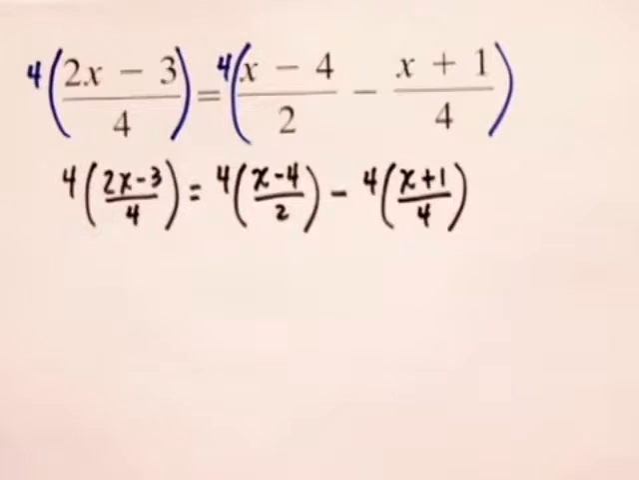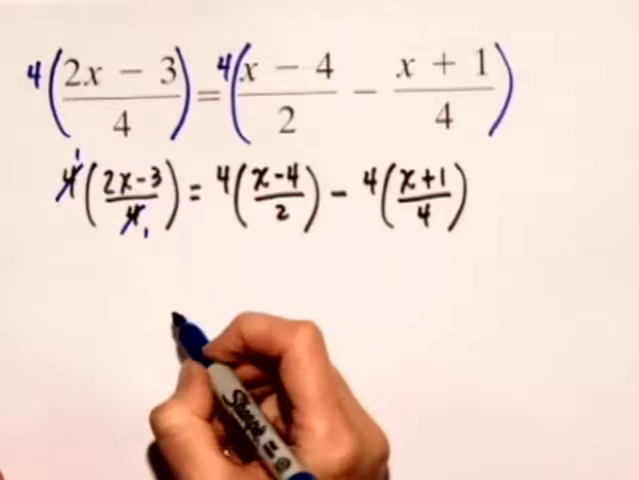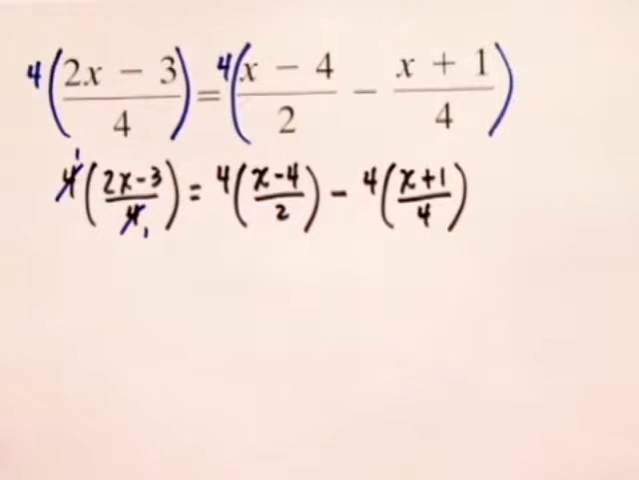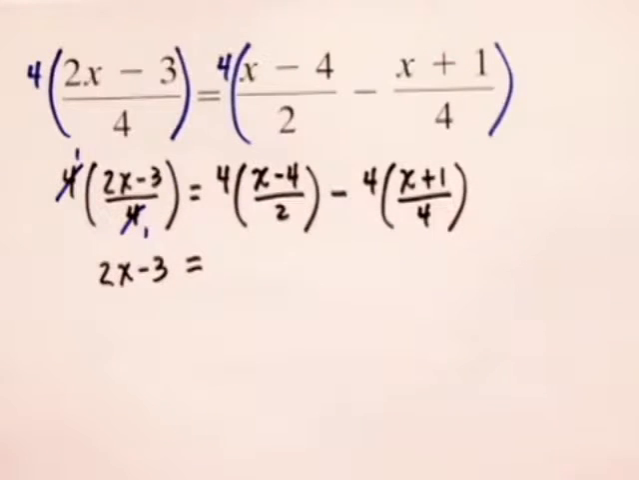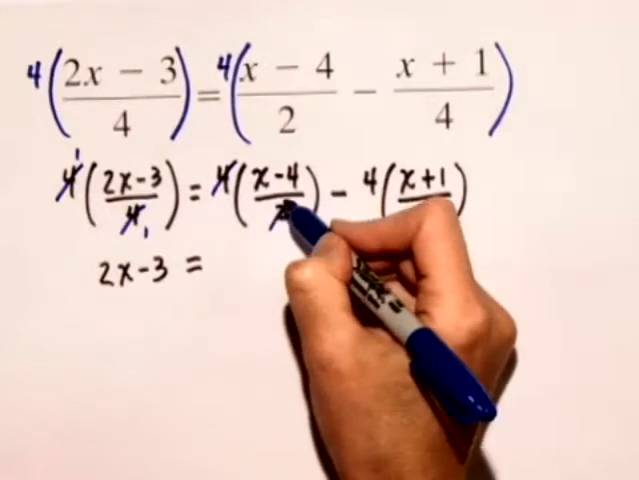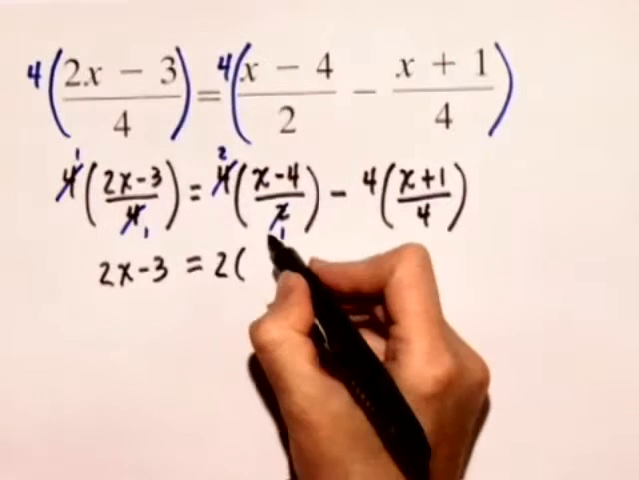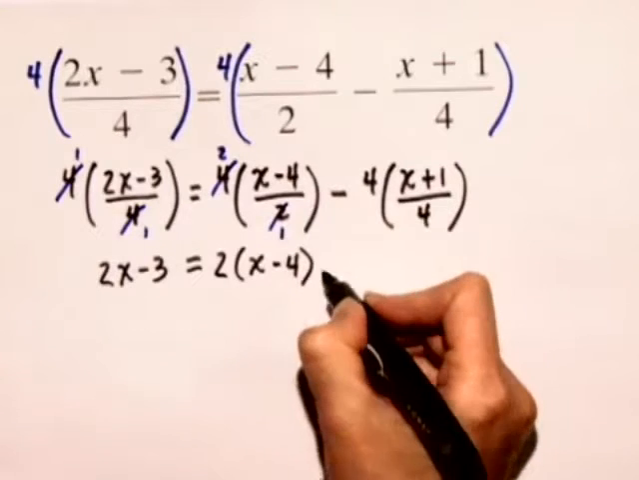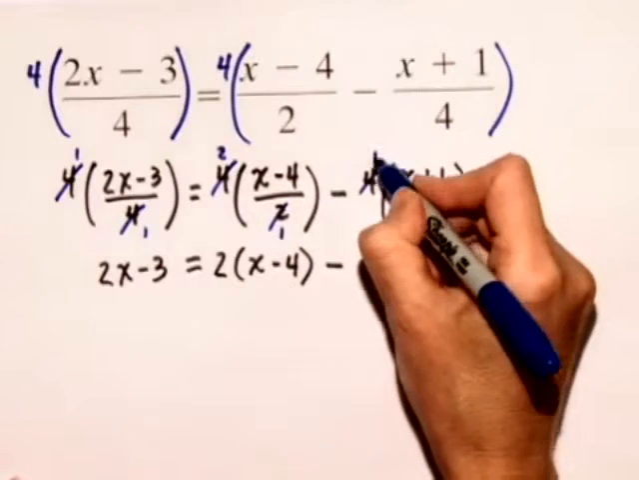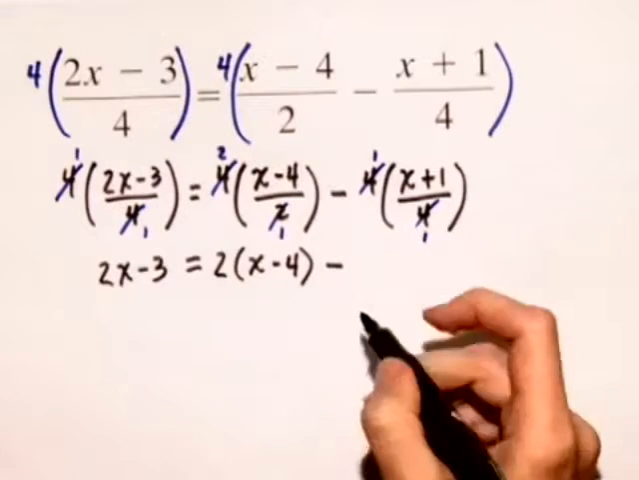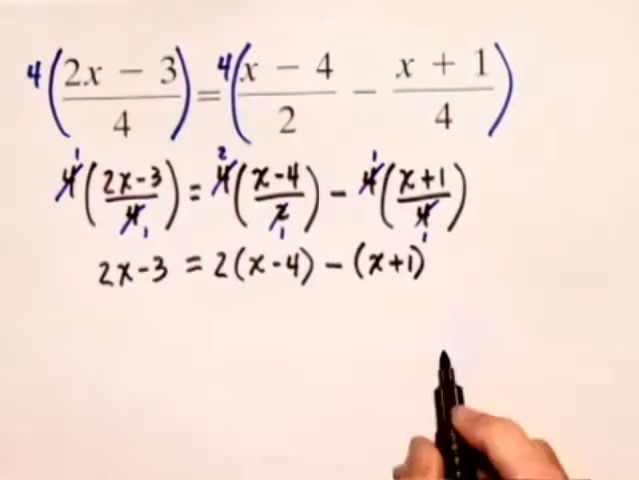Now in this next step, we can divide out common factors. 4 divided by 4 gives us 1 over 1, so we have just 2x minus 3 on the left-hand side is equal to, on the right-hand side, 4 divided by 2 is 2 over 1, so we have 2 times the quantity x minus 4 minus, again, 4 divided by 4 gives us 1 over 1, and we just have, be careful, we need the parentheses still, we just have the quantity x plus 1.